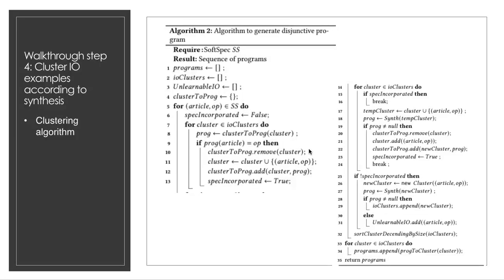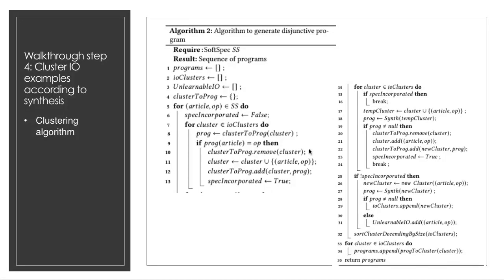If there is a program that we can learn, we add this I/O example into that cluster and save that new program. And if there is no program that can be learned across all the clusters, and it does not match any of the cluster programs, then we create a new cluster with this I/O example and try to learn a program for this particular example. If there is still no program that can be learned, we just add this I/O example into a list of unlearnable I/Os. Otherwise, we create a new cluster and save that.